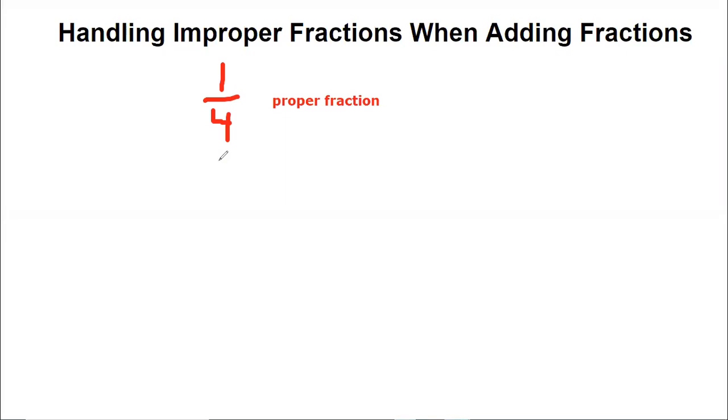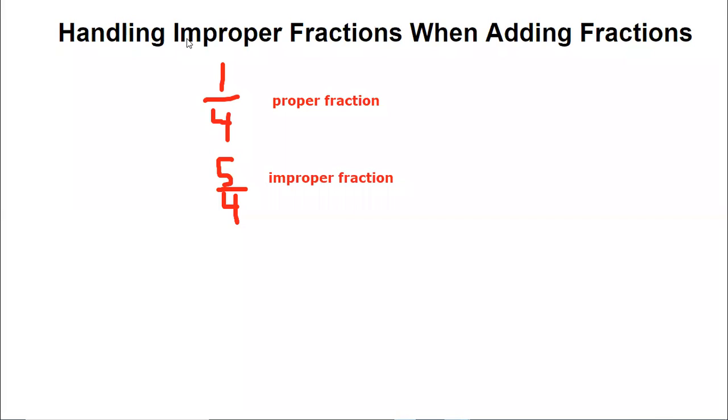This here would be an improper fraction. Why would this be an improper fraction? Because the top number, the numerator, is bigger than the bottom number, the denominator.